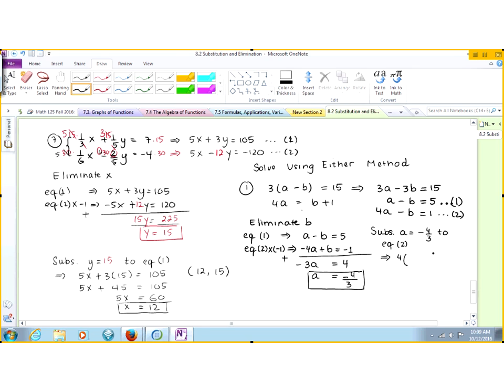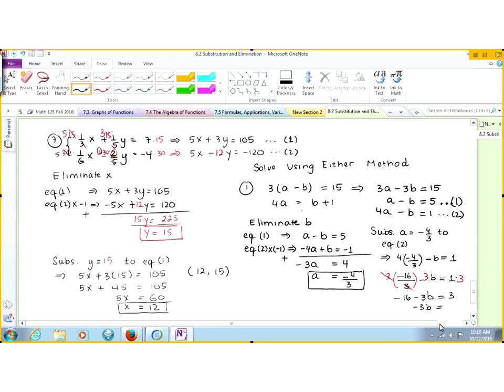All right. So we have 4A, so 4 times A, negative 4 over 3, minus B is 1. What is 4 times negative 4/3? Negative 16 over 3 minus B is equal to 1. Do you want to clear the fractions or do you just want to solve for it? Just probably clear. How? Multiply by 3. It's easy. When you have fractions, you just clear it, right? Okay. So negative 16 minus 3B is equal to 3.